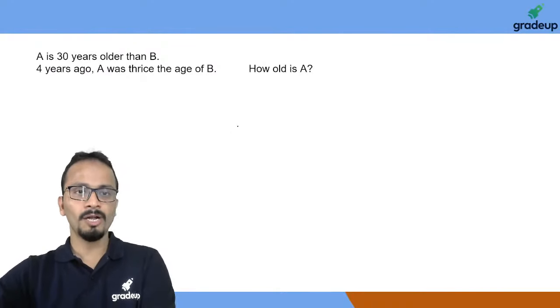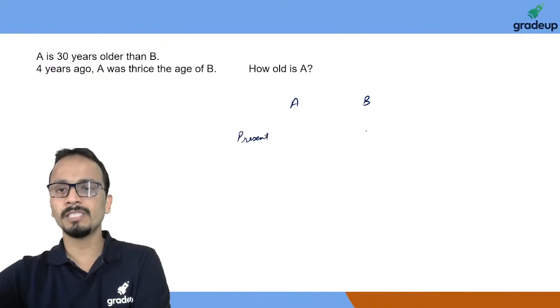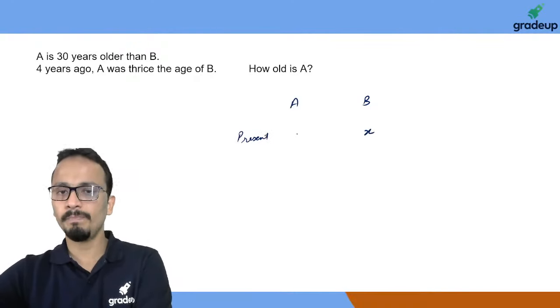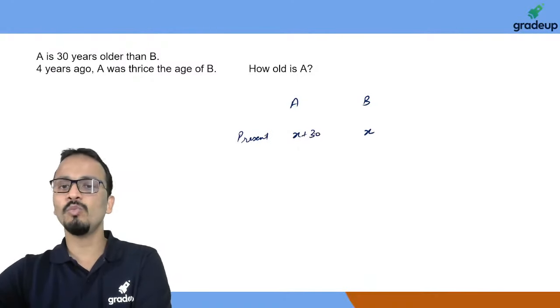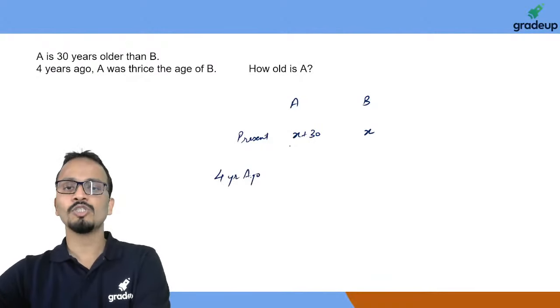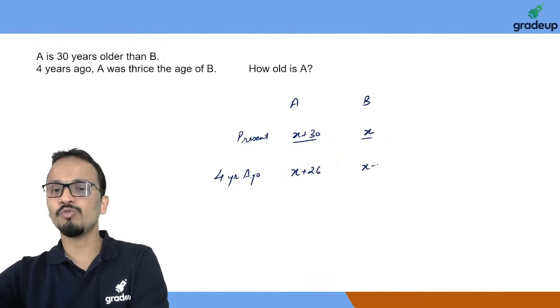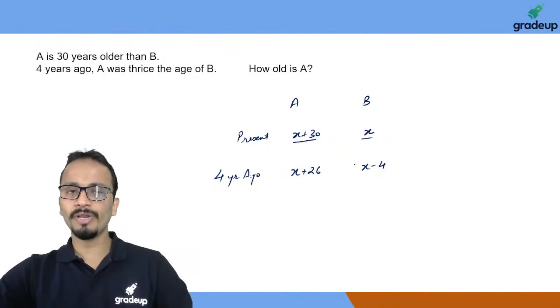Okay? All right. Now I'll start this question once again on the other side. So A and B, if I talk about their present ages, I'll consider X for B. So X plus 30 will be the present age of A. Now a scenario which is 4 years ago. So I'll subtract 4 from both these ages. So age of A was X plus 26 and B's age was X minus 4 years ago.